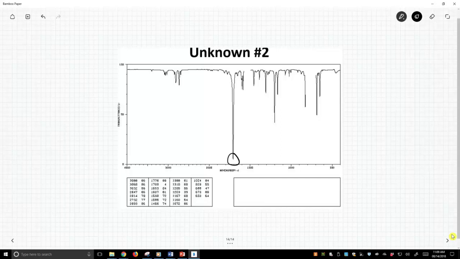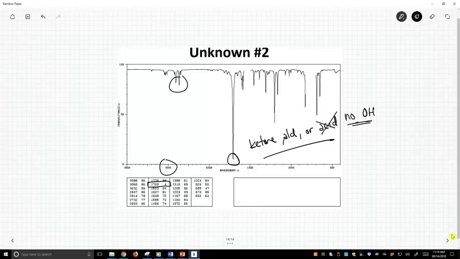Where is that peak? That strong peak, 1709, that's around the position of a ketone, aldehyde, or acid. In this case, it's not an acid because there's no big OH stretch around 3000. Now, it does give these two little peaks. Those peaks are in the 2700-2800 region. Those are aldehyde peaks. They indicate the presence of this additional CH bond that we see in an aldehyde. So this is indeed an aldehyde.